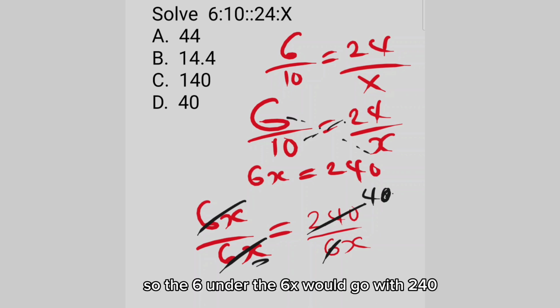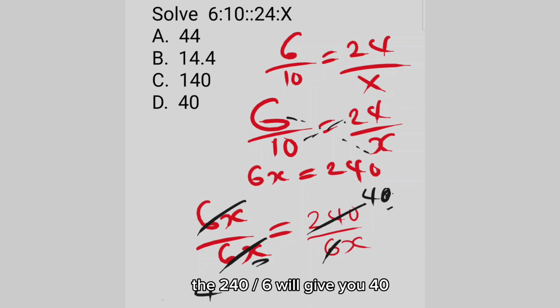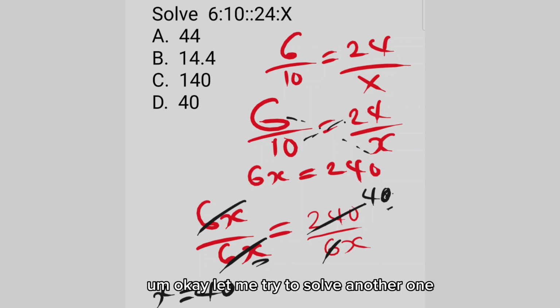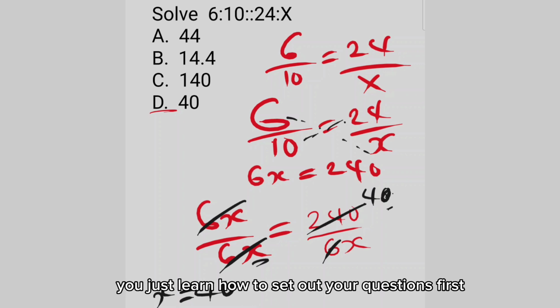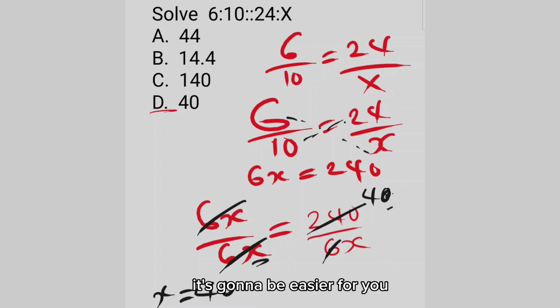So 240 divided by 6 will give you 40, leaving you with x equal to 40. That's how you get the answer. Let me solve another one so you can understand better. You just learn how to set out your questions first. It's going to be easier for you. So let's go solve another one right now.